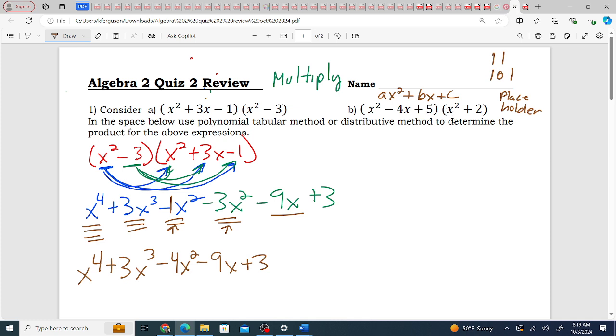So before, when we looked at a problem like this, we would say, how many boxes should I have? I should say 3 terms in the first one and 2 in the second, so I should have 6. But because I need to put that placeholder in there, like the lady said, I'm going to actually have 9 boxes.